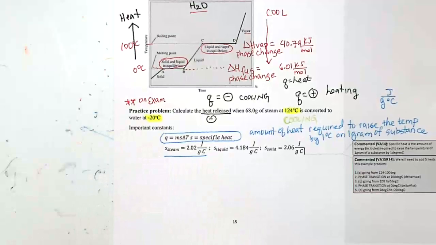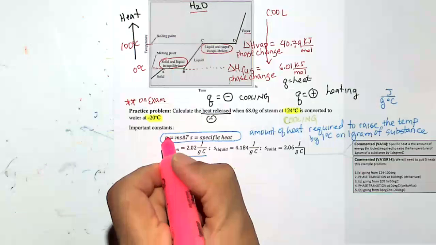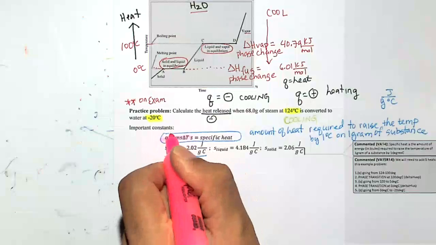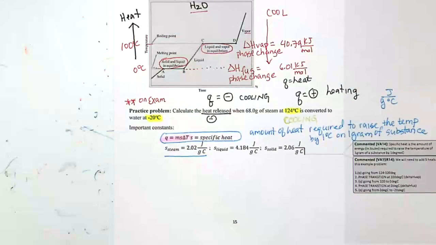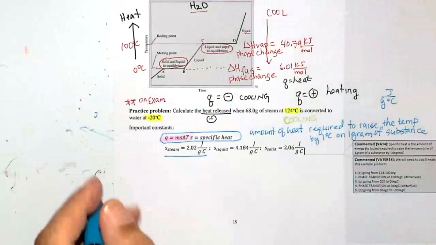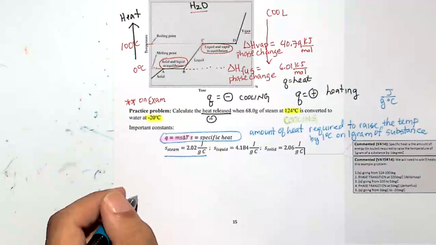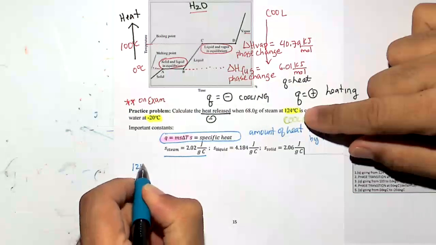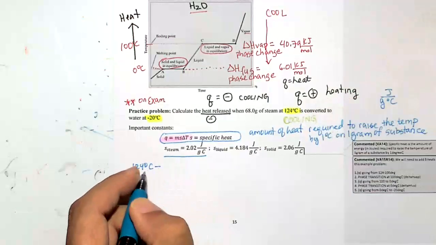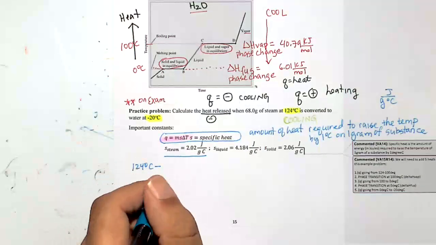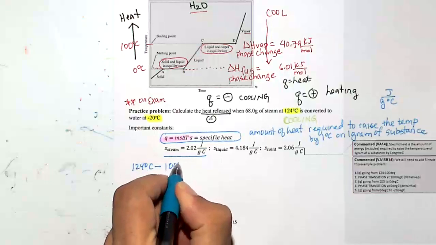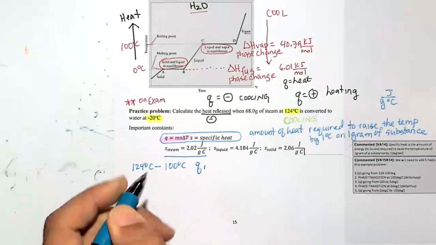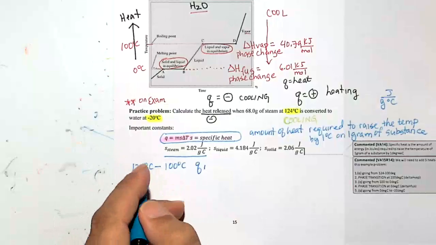All right, so how will we do this problem? We will not plug straight into this equation. What we will do is break this apart. In this aqua color, we'll first break it apart into the first heat. The first heat is from 124 degrees to what, if you were to guess? 100 degrees. So we're going to call this Q1.